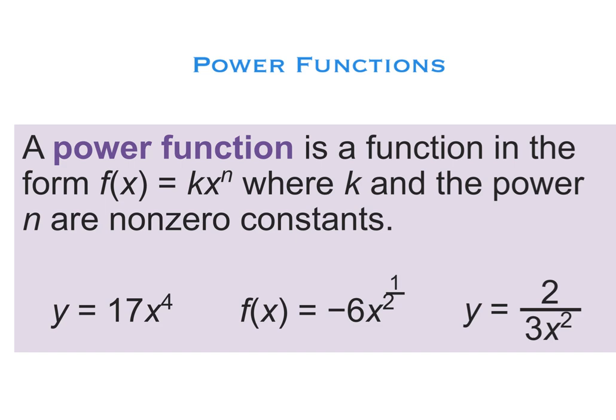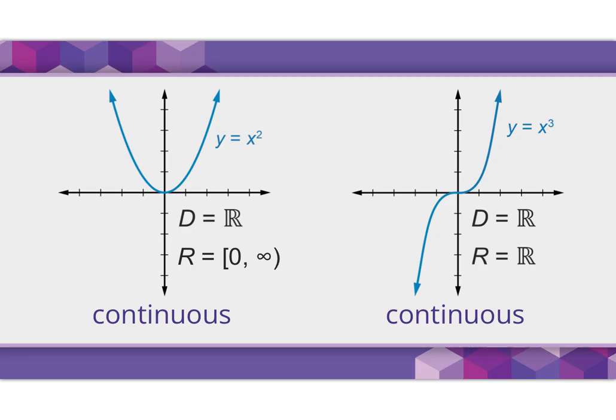Now, this is different than an exponential function. An exponential function we will cover, but in those, the exponent is our variable. So those are different than power functions. In power functions, the exponent is a constant, where our variable is in the base portion here. So here are some examples of power functions.